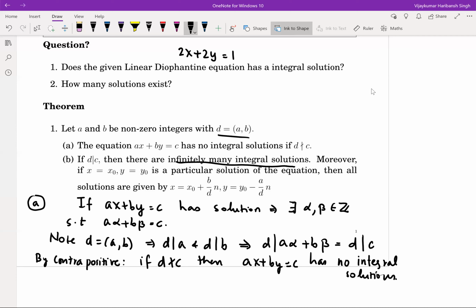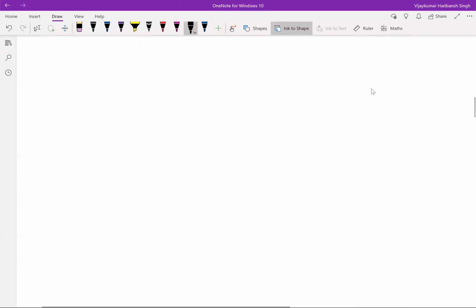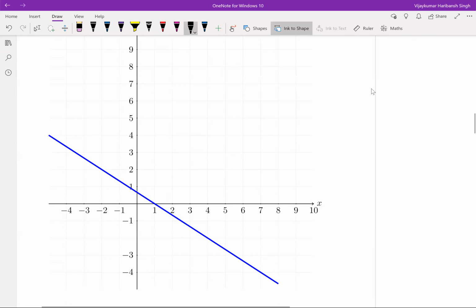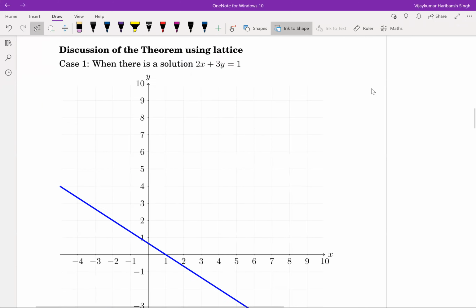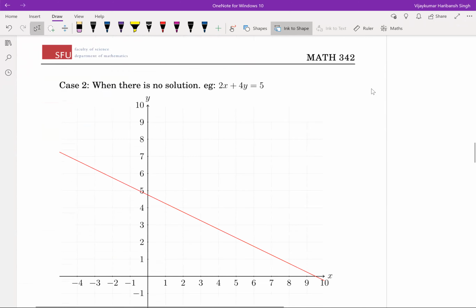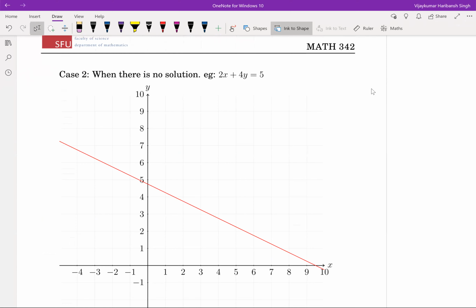Okay, so clearly if D does not divide C, then there are no integral solutions. Now, how do you basically see this geometrically? Consider the following line: 2x plus 4y equals 5. Here the GCD of 2 and 4 is 2, and 2 does not divide 5. So no integral solution.